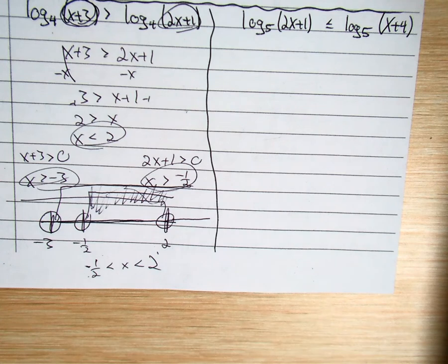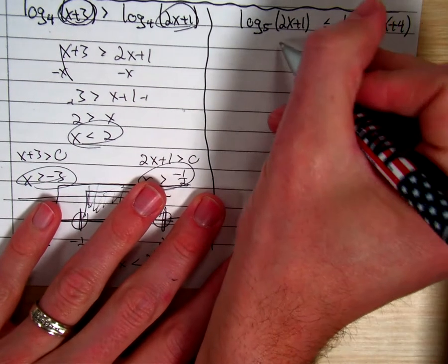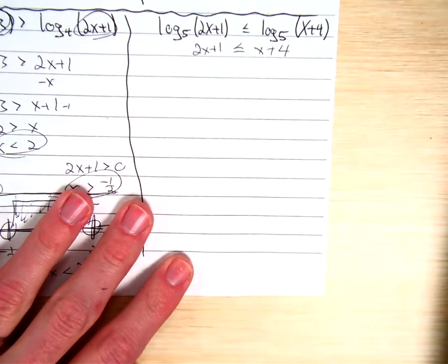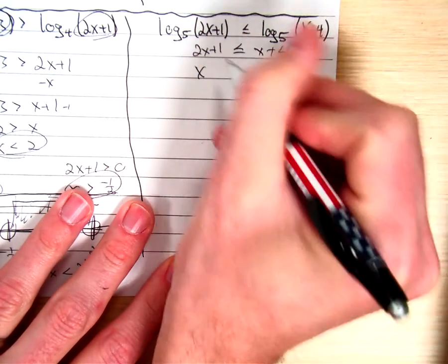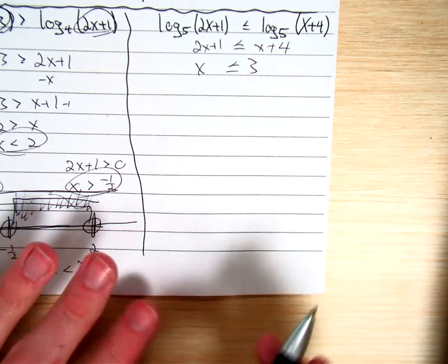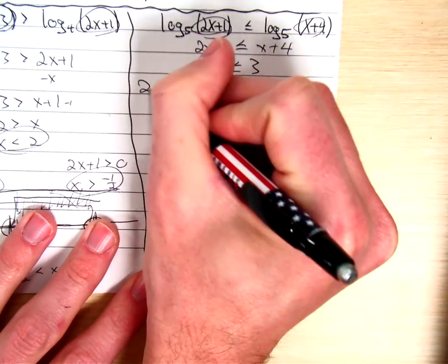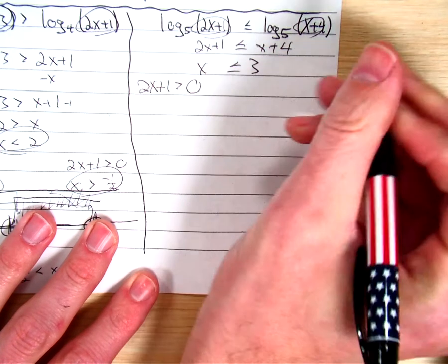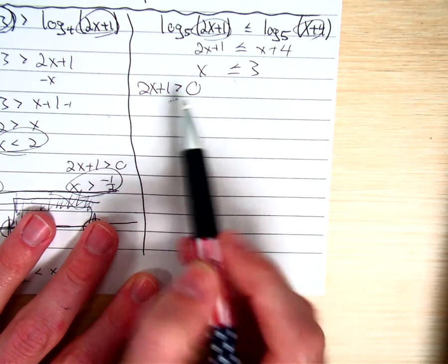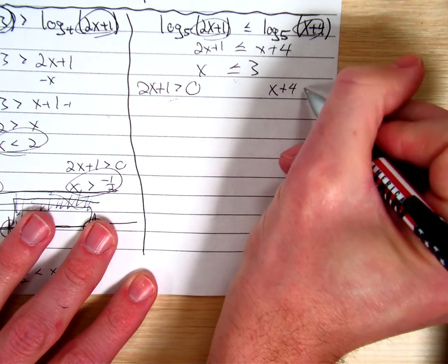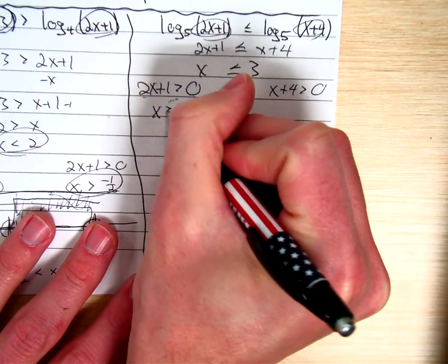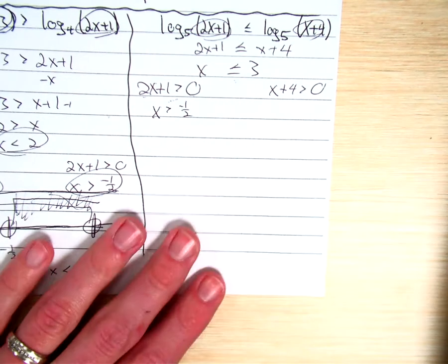Alright, welcome back. Let's see how you did. Easy part. 2x plus 1 less than or equal to x plus 4. Subtract x. Subtract 1. X is less than or equal to 3. Alright, then we got to make sure these work. We need 2x plus 1 to be greater than 0. And notice that even though this is a less than or equal to, this is still greater than. These will always be greater thans. And x plus 4 greater than 0. Subtract the 1, divide by 2. X is greater than negative half. X is greater than negative 4.